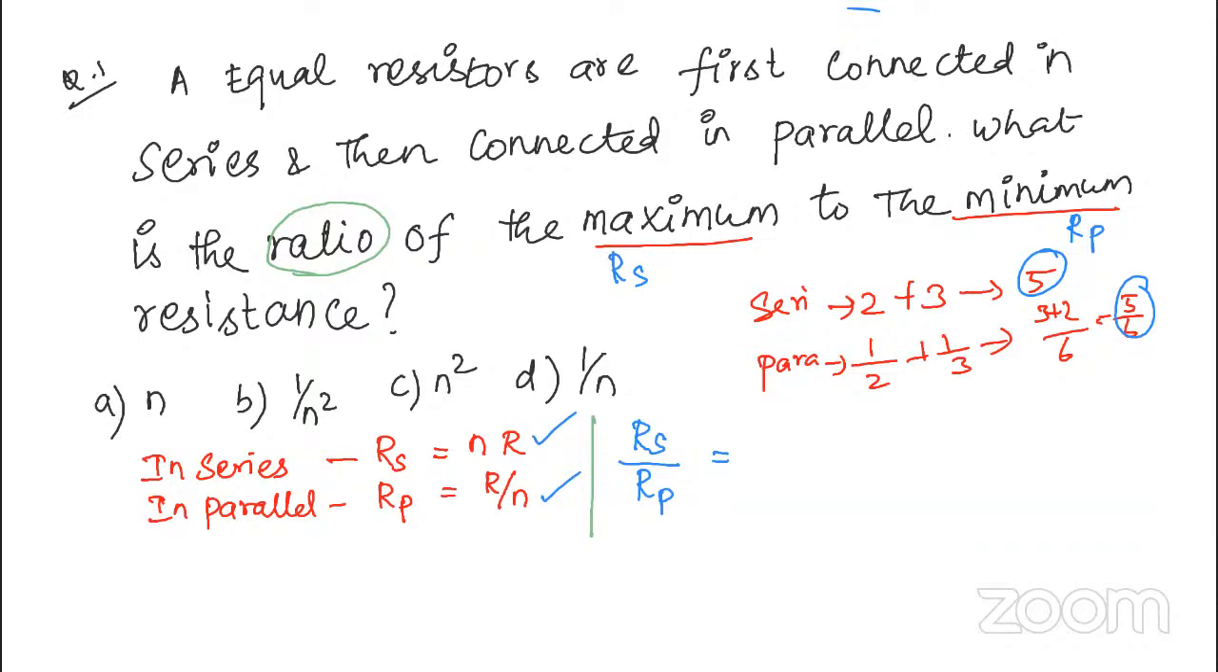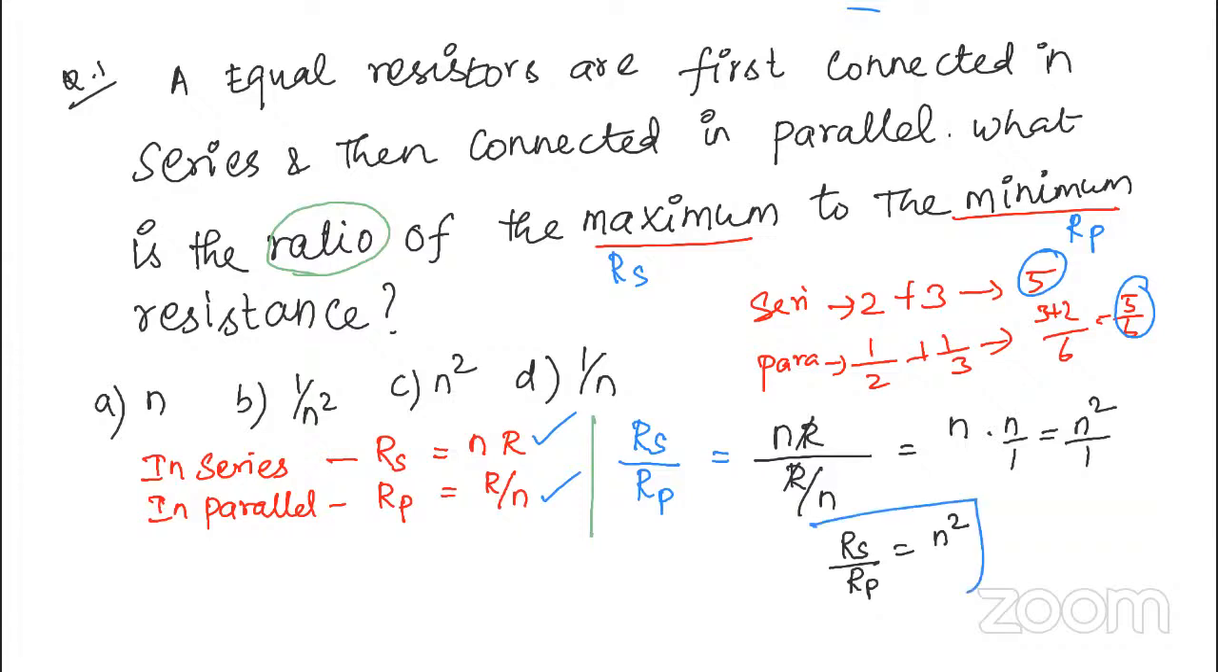Now we can check. It is NR divided by R by N. So here R, R should be cancelled, and N here is N by 1, which is equal to N square by 1. So RS by RP is equal to N square.